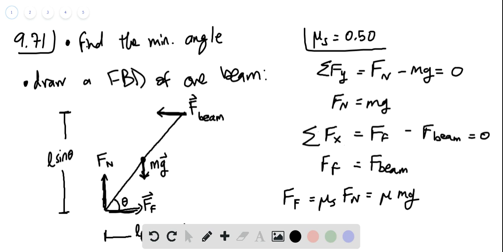We want to have the forces. Here I've only drawn the left beam. I'm saying draw a free body diagram of one beam, because when you understand the forces, you really don't need to have both of them there. You can draw both if you like, so feel free, but I'm just going to draw one.